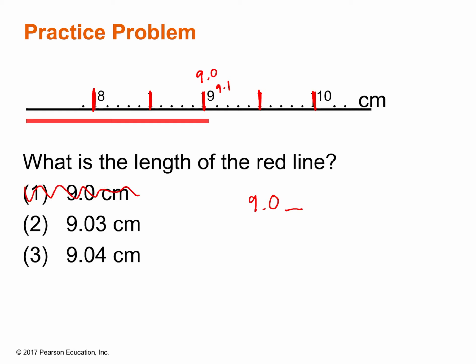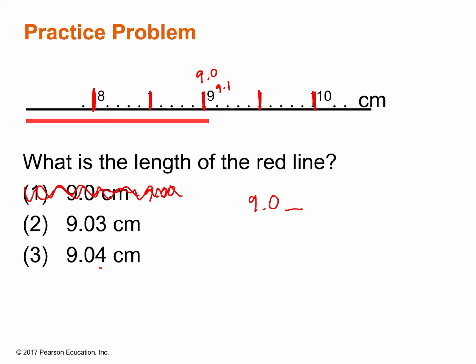So now we know that number 1 is out, right? Two reasons. One, it doesn't look like it's exactly on 9.0. It looks like it's a little bit past that. Two, it has the wrong number of digits. We have a line for 9.0, so we can't have 9.0 as an answer. If we thought it was exactly on that line, it could have been 9.00, but again, it doesn't look like that's the case. It looks like it's a little bit past that, so either way, that's a bad answer.